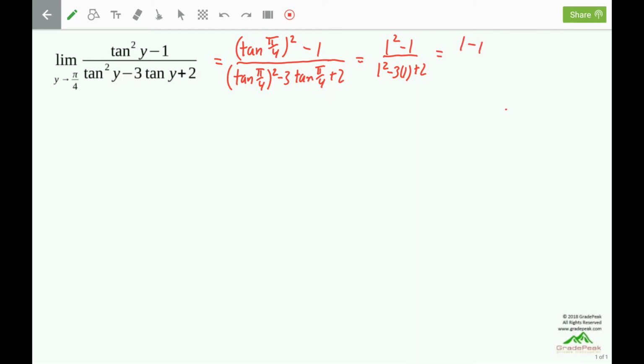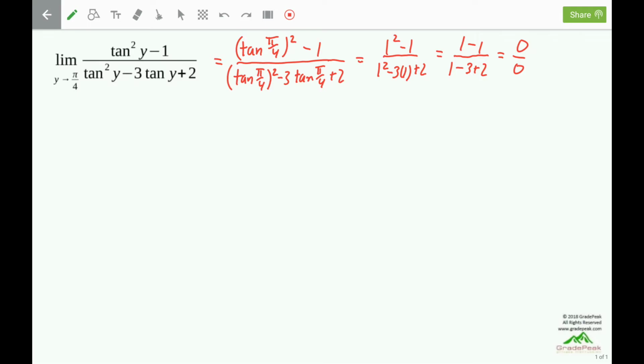1 squared is a 1 minus 1 over 1 squared is a 1 minus 3 times a 1 is a minus 3 plus 2. 1 minus 1 is a 0. 1 minus 3 is a negative 2 plus 2 is a 0. So we have the 0 over 0 indeterminate form.